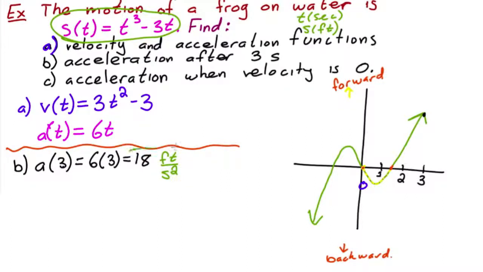So what that means is that the velocity is increasing at a rate of 18 feet per second for every second. So this frog, he's hauling. What that means is that the next second, this frog is going 18 feet per second faster than he was a second before that. Craziness, frog right there. Crazy frog.